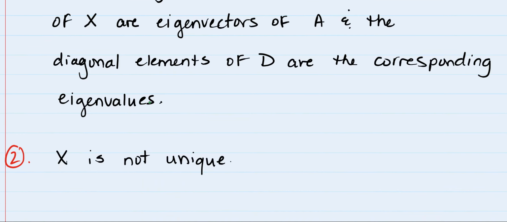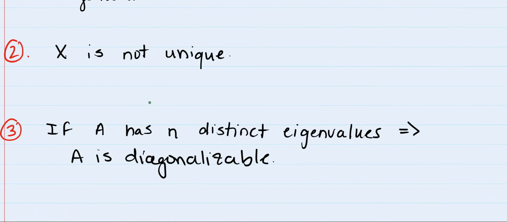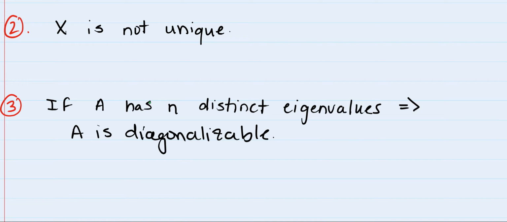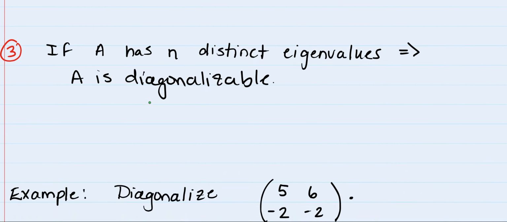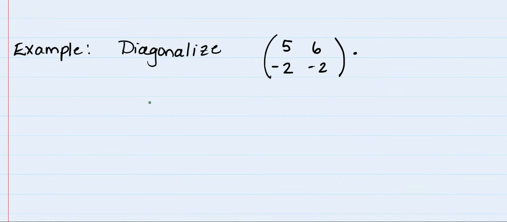We said that the matrix X is not unique, and we said that if A has distinct eigenvalues, then A is diagonalizable. Let's look at a couple of examples where we need to diagonalize a matrix. So here I have a 2 by 2 matrix, 5, 6, -2, -2, and I want to diagonalize it.